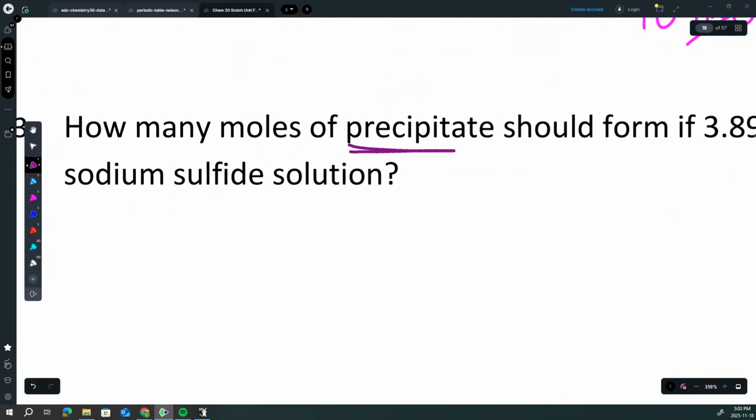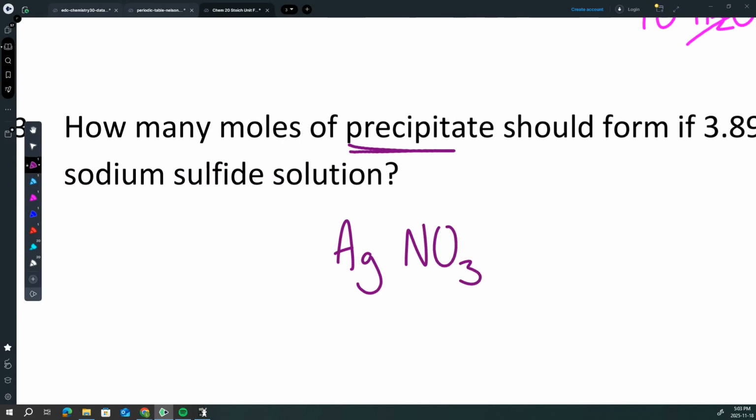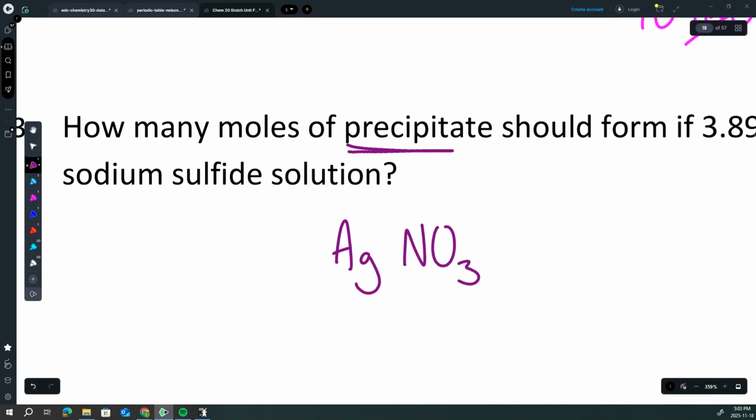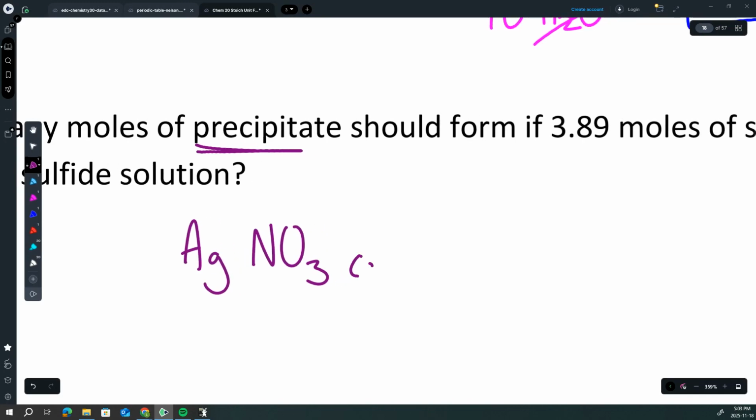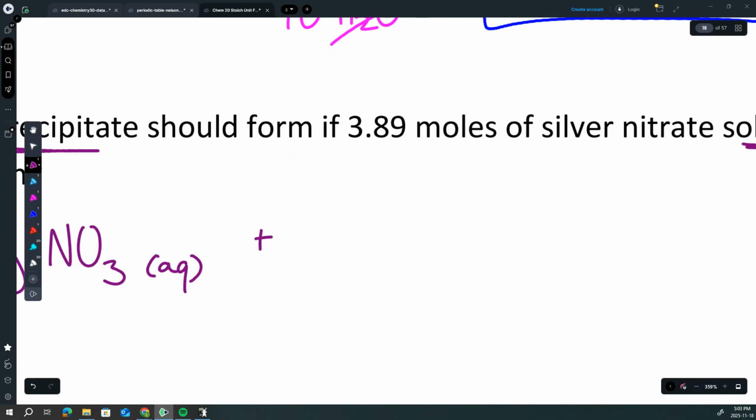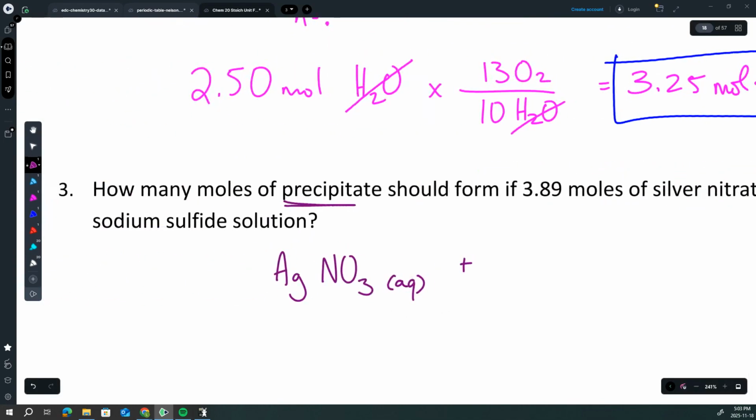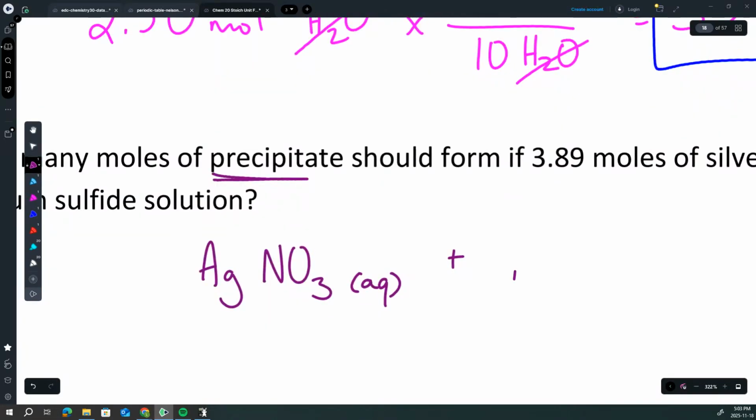Silver is Ag, nitrate is NO3. Silver likes to have a +1 charge. Nitrate likes to have a -1 charge. That's equal to 0, so this is already balanced. Since it's a solution, it's aqueous. Reacts with can be translated to a plus sign, and it is reacting with sodium sulfide.